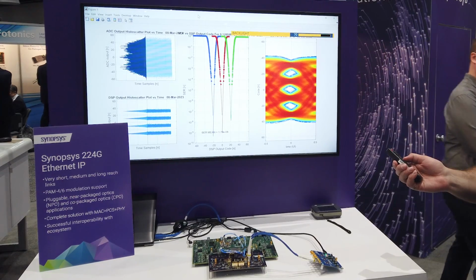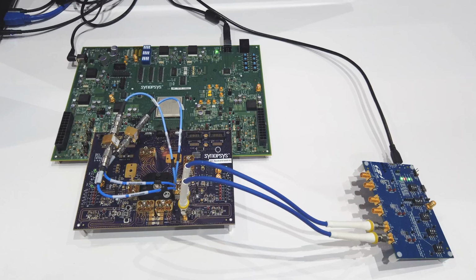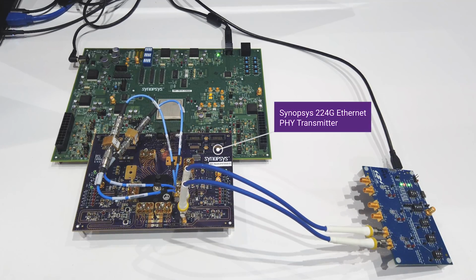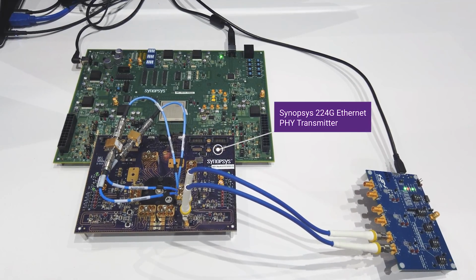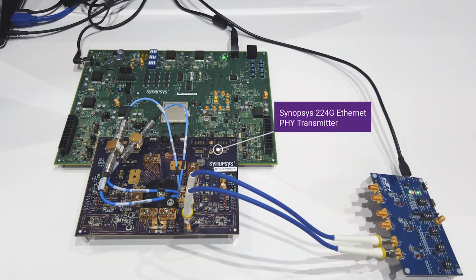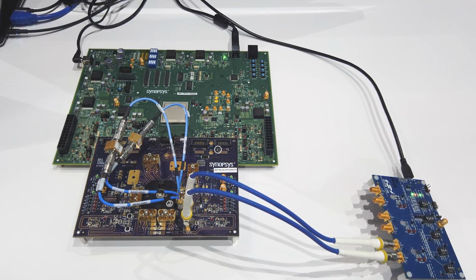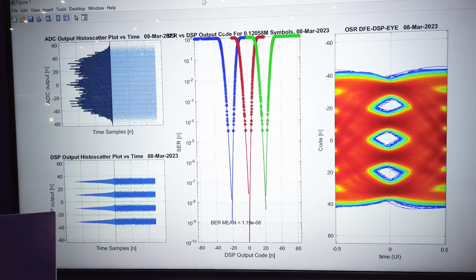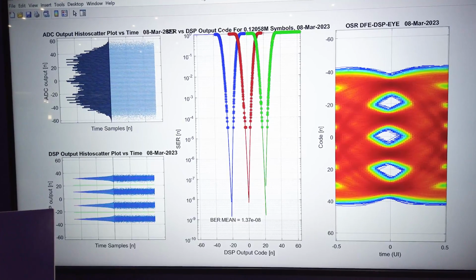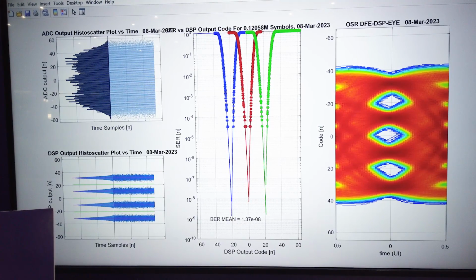We are here at the Synopsys booth showcasing a Synopsys 224 gig SerDes transmitting PRBS-based data at 224 Gbps and looping back to the receiver through a chip-to-module insertion. The receiver is equalizing the impairments in the channel and providing a phenomenal pre-FEC bit error rate of 1E-8. Different plots in the graphical user interface are showing the ADC output histogram and post-DFE scatter plot.